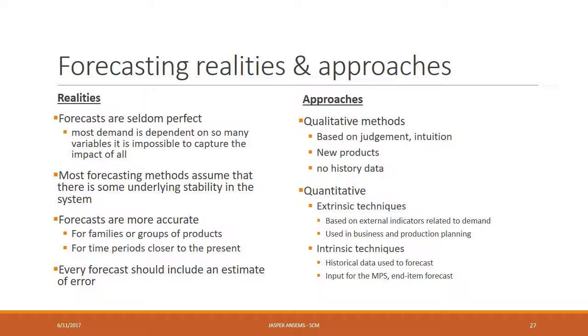So you have different forecasting realities and approaches. A couple of realities: forecasts are seldom perfect. Most forecast methods assume that there is some underlying stability in the system. And forecasts are more accurate for families or groups or projects for a time period closer to the present. And every forecast should include an estimate of error. And you also have approaches. You have a qualitative method and a quantitative method.